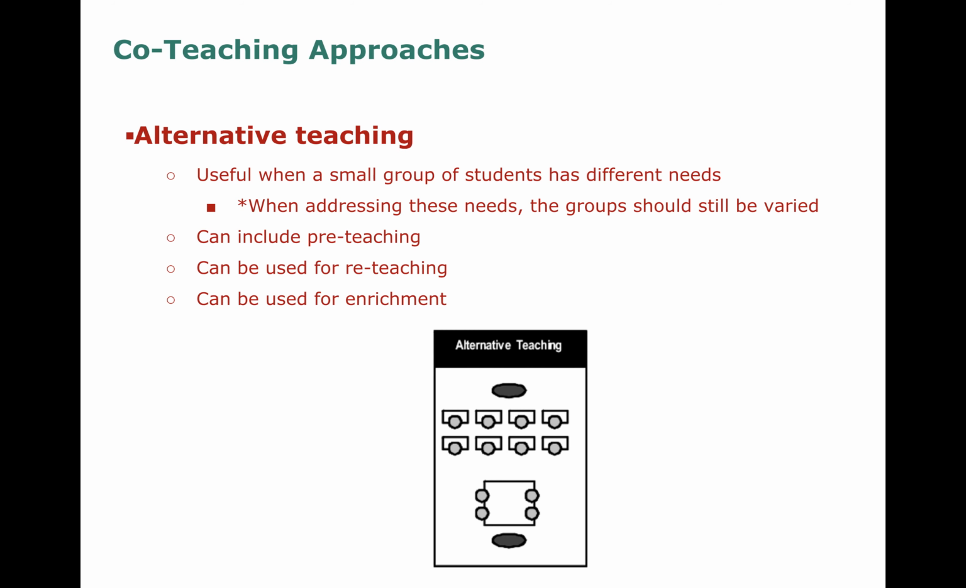Another approach is alternative teaching, and this can be very useful when there's a small group of students who have different needs, and so you still want to vary this group though. So what you don't want to happen is to have a classroom of 24 students and you have 4 students who have significant needs. What you don't want to happen is always have the small group be those same 4 students, right? You want to actually alternate that so that students don't feel isolated and singled out.